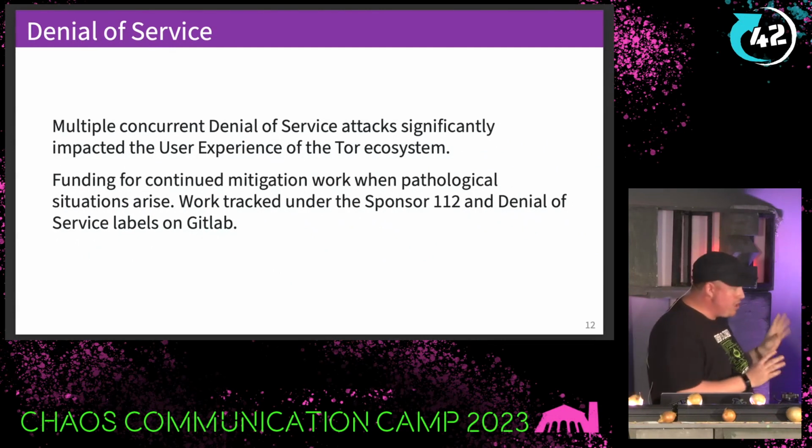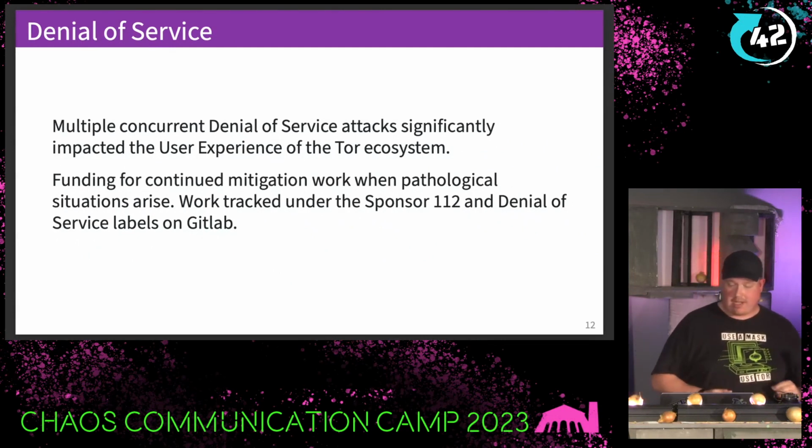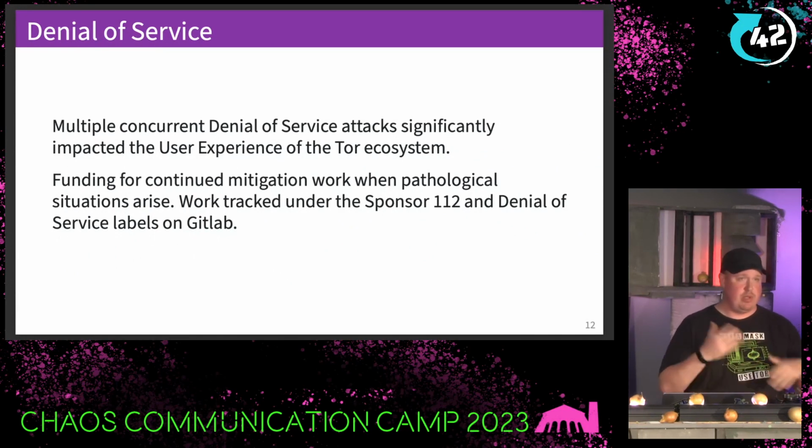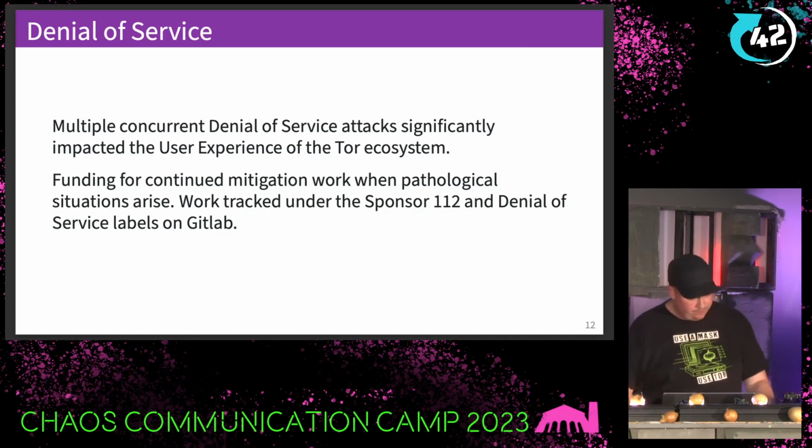For people who are nerding out on our GitLab, these things are tracked with a label. GitLab has this label thing, and we have a denial of service label, and we also have a sponsor 112, so if people are interested in seeing what kind of things we are planning, you can go look there.